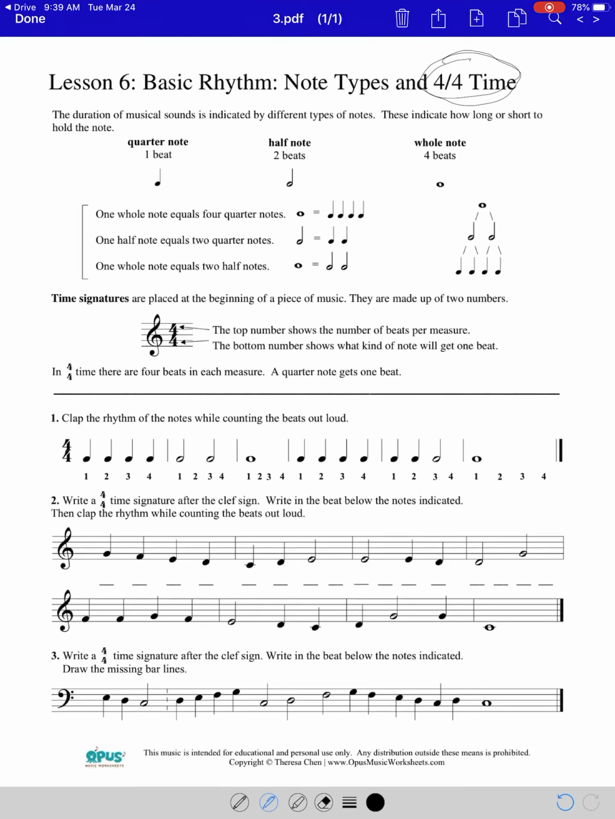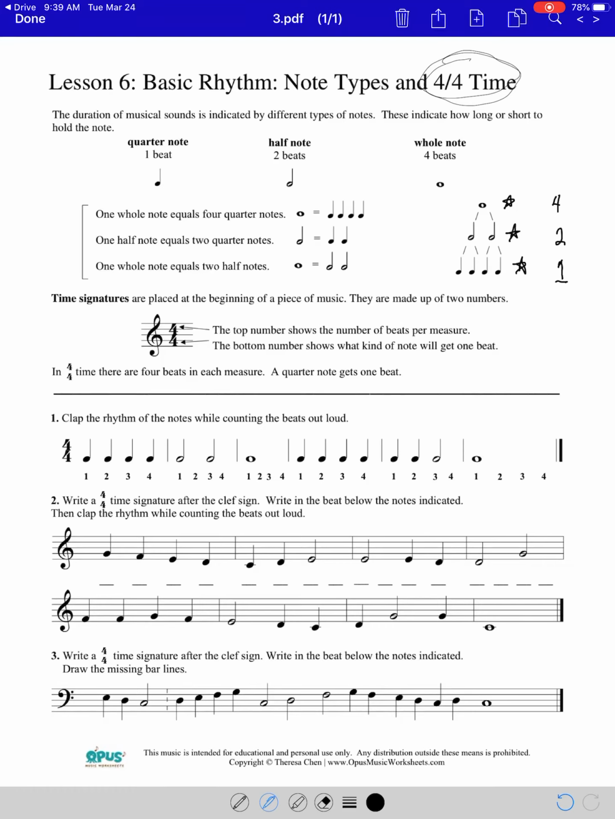So we will be looking at quarter notes, which if you remember get one beat. We'll be looking at half notes, which if you remember get two beats. And we'll be looking at whole notes, which if you remember get four beats. Okay, so quarter is one, half is two, whole is four.